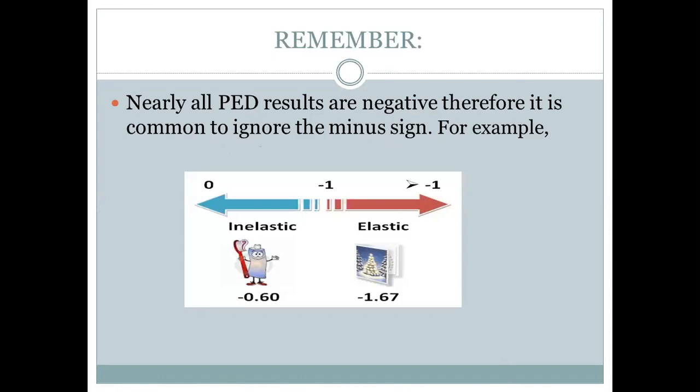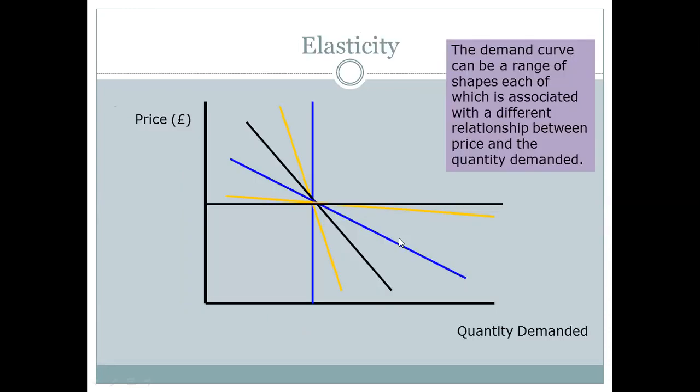And you have to always remember that nearly all price elasticity of demand results are negative. Therefore, it's common to ignore the minus sign. For example, look at this picture. So here, minus 0.60, which means inelastic. And when we look at minus 1.67, it is elastic. The demand curve can be a range of shapes, each of which is associated with a different relationship between price and the quantity demanded.